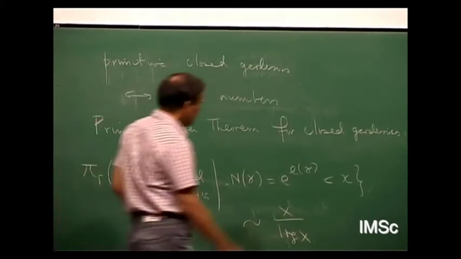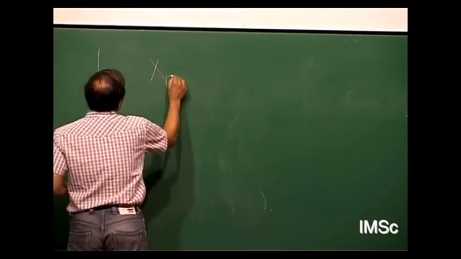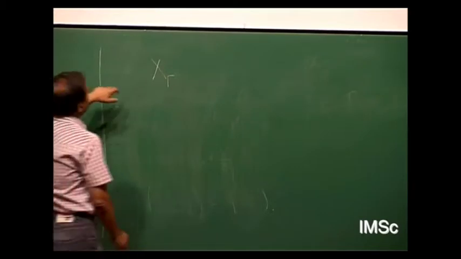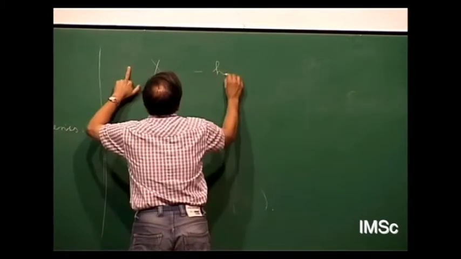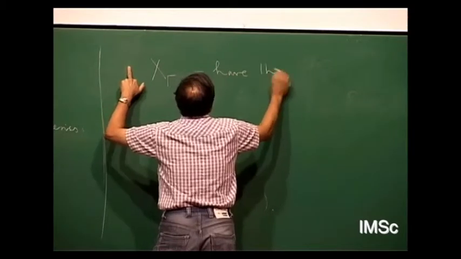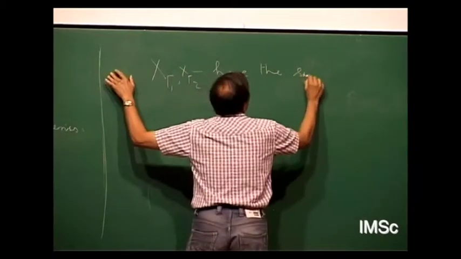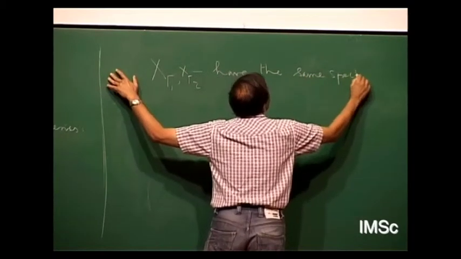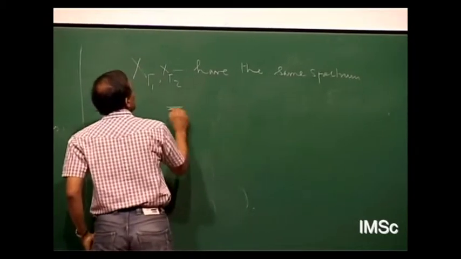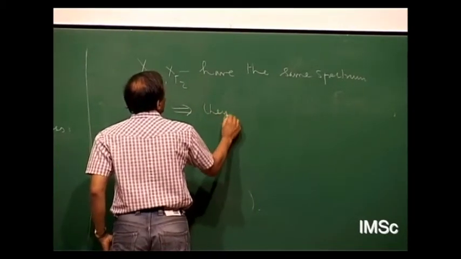There are some speculations I had about the relationship between spectrum and arithmetic. So for instance, if you're looking at X gamma, suppose X gamma 1 and X gamma 2 have the same spectrum, which means they are isospectral. So does that imply they have the same arithmetic and so on?